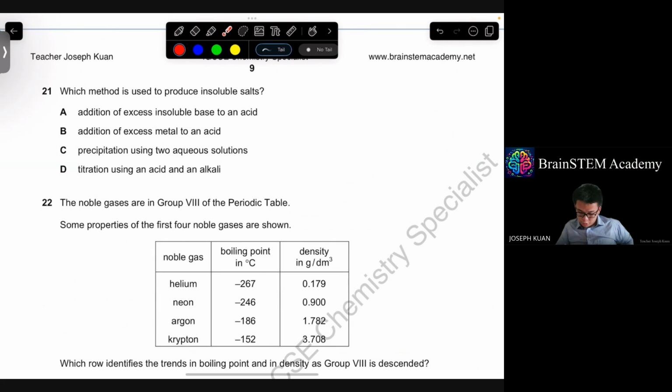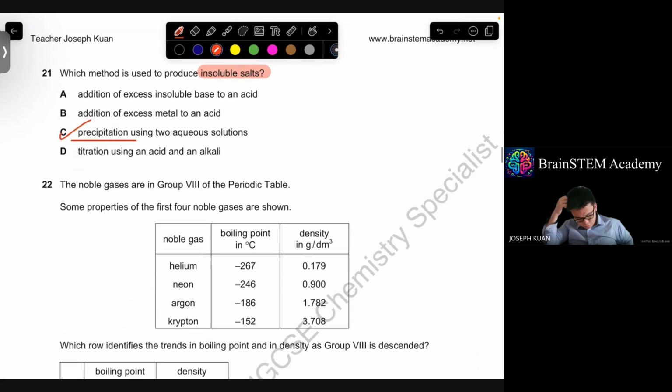Next, 21. Which method is used to produce insoluble salts? So we can do precipitation using two aqueous solutions.